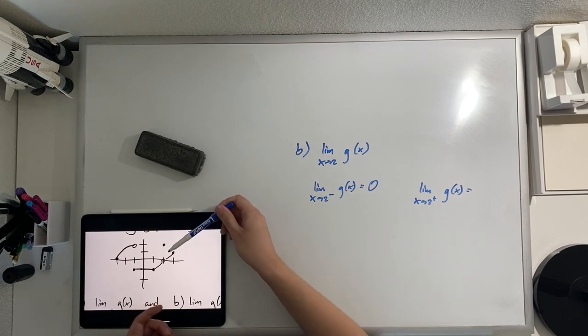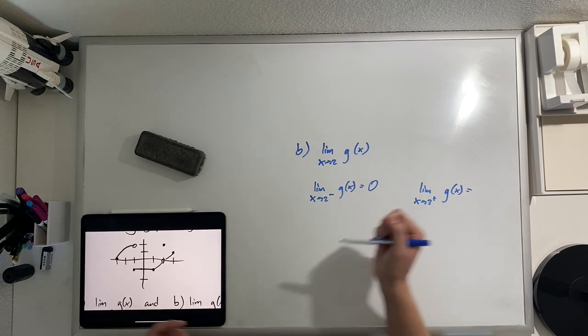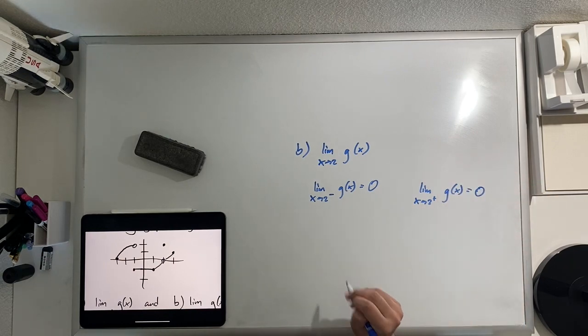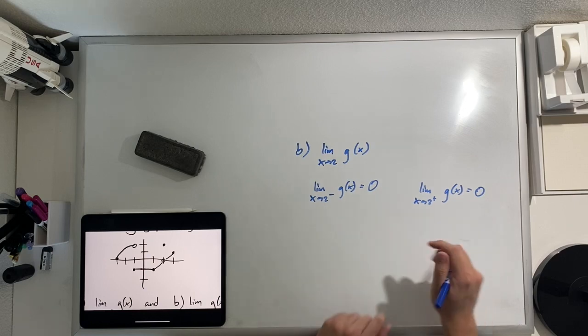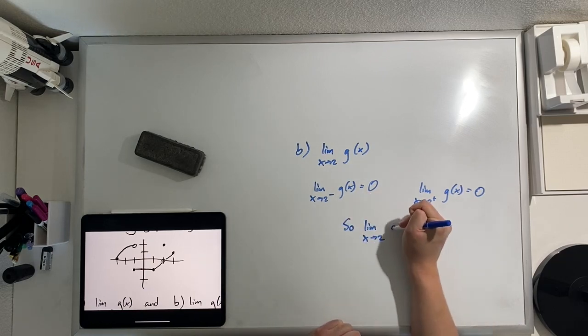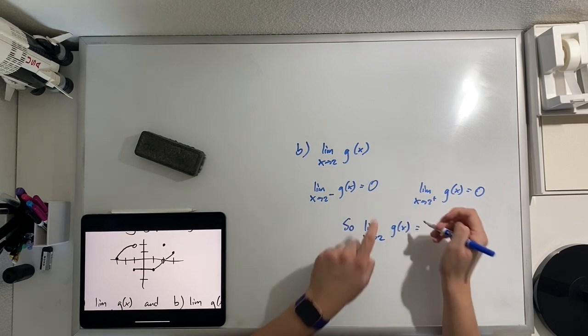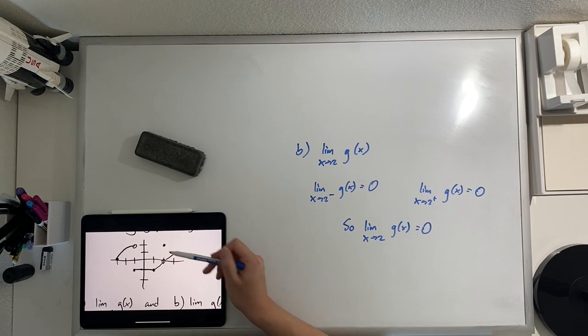And as we approach 2 from the right, what y value are we getting closer and closer to? Again, 0. So since the limit from the left equals the limit from the right, those are both 0, the limit as x approaches 2 is just whatever that value is, 0. Notice that's not the same as the function value.